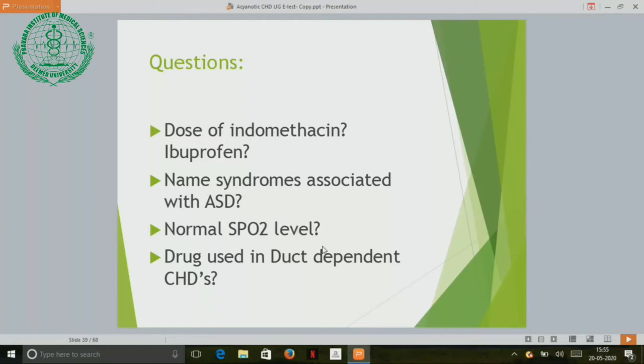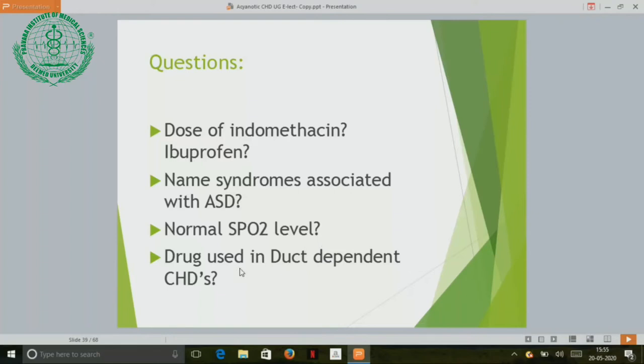So after all this discussion, we have discussed acyanotic congenital heart defects. But for that, what is the normal SpO2 level? SpO2 or oxygen saturation level of 95 or more is normal. If the value is 94 or below, then it comes in the cyanotic range. Less than 90, there will be confirmed cyanosis. 91 to 94 is borderline. We have to take the saturation 2 more times.